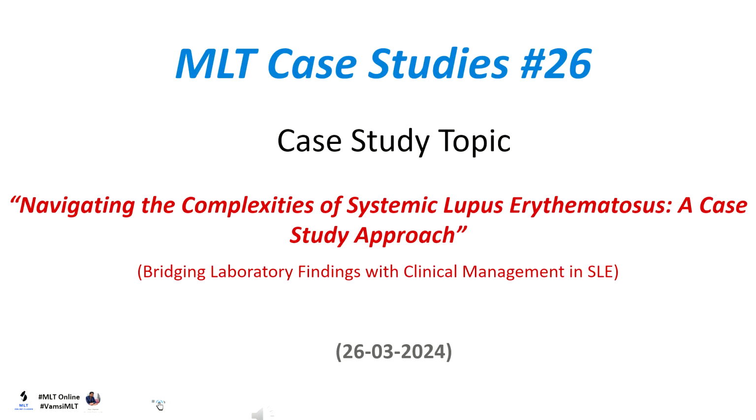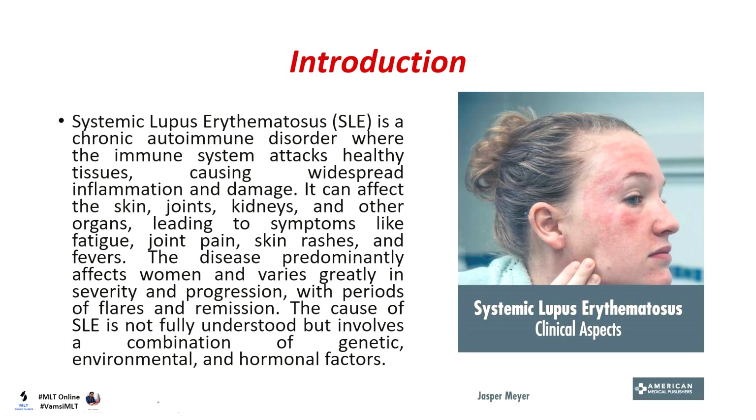MLT Case Study Series 26: Navigating the Complexities of Systemic Lupus Erythematosus, a case study approach bridging laboratory findings with clinical management in SLE. Introduction. Systemic lupus erythematosus, SLE, is a chronic autoimmune disorder where the immune system attacks healthy tissues, causing widespread inflammation and damage. It can affect the skin, joints, kidneys, and other organs, leading to symptoms like fatigue, joint pain, skin rashes, and fevers.